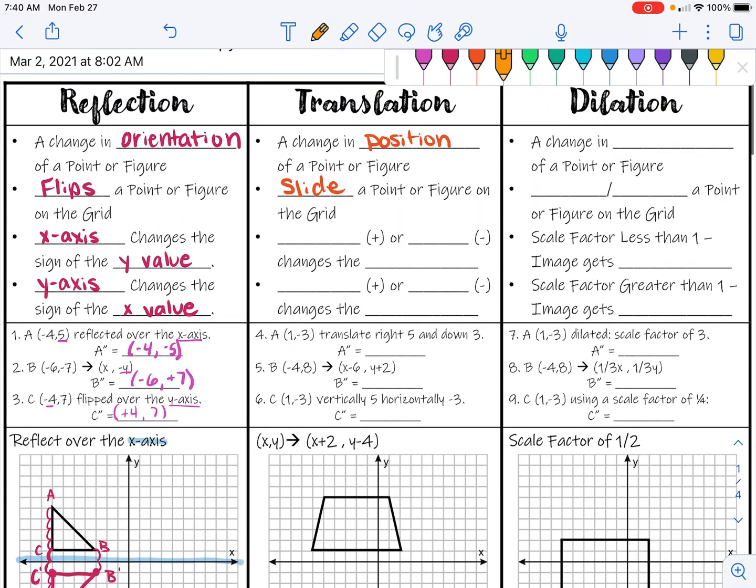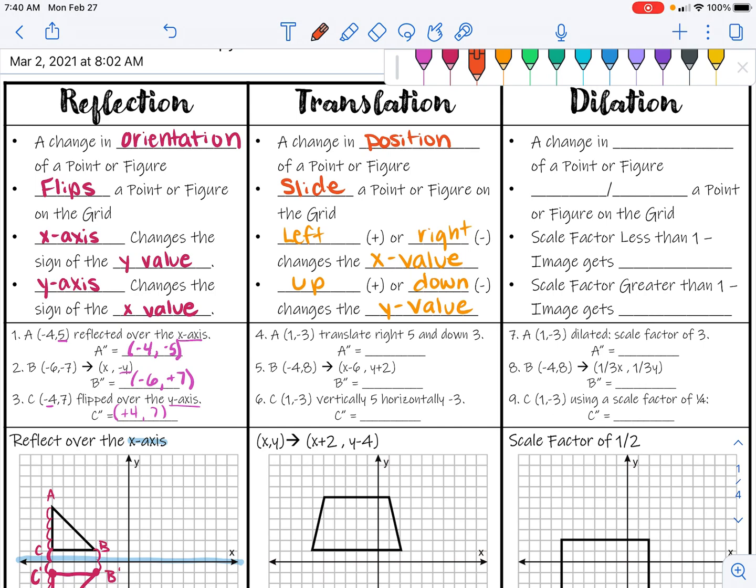All right, so to know if we're going left or right, that's going to change our x value. If we go up or down, that's going to change our y value. All right, so let's look at some examples.